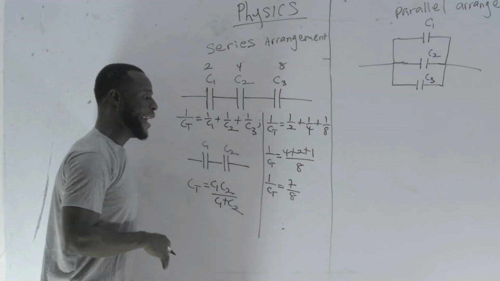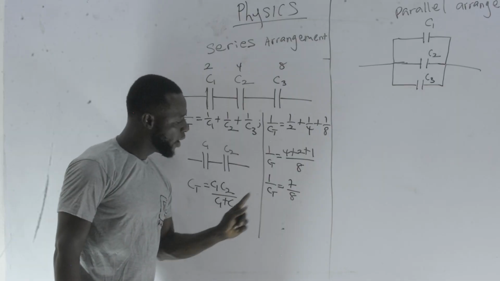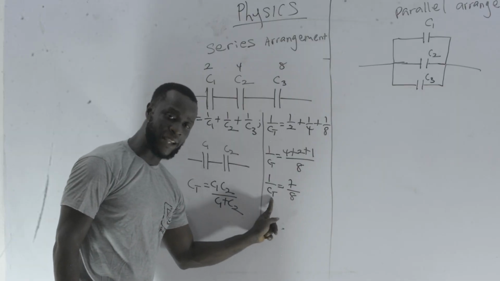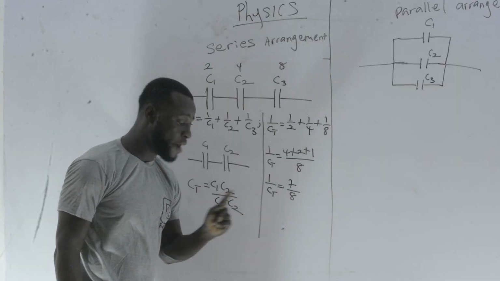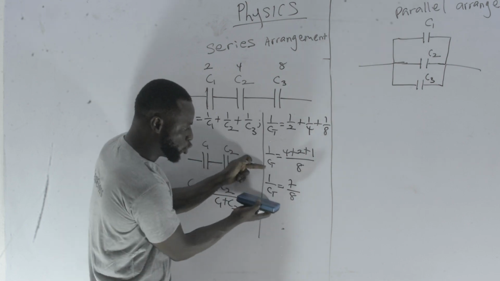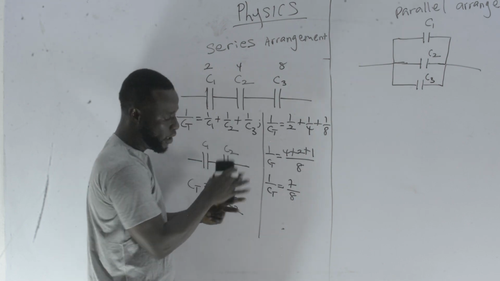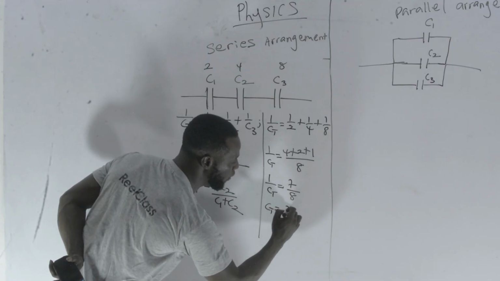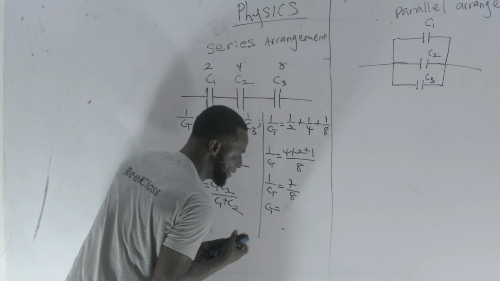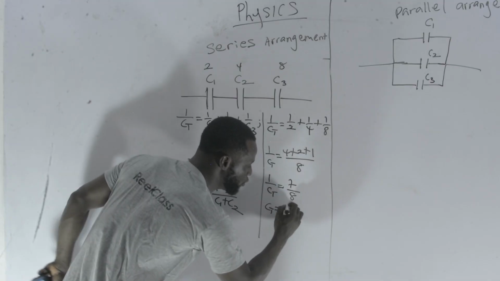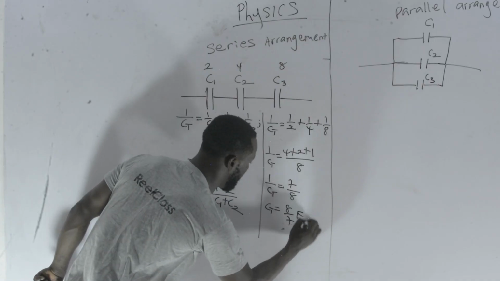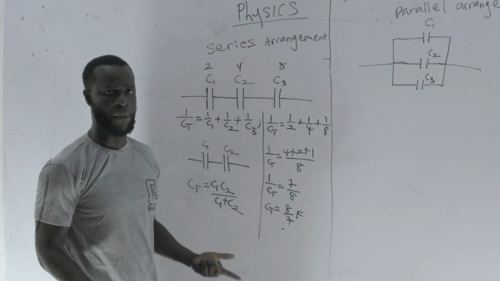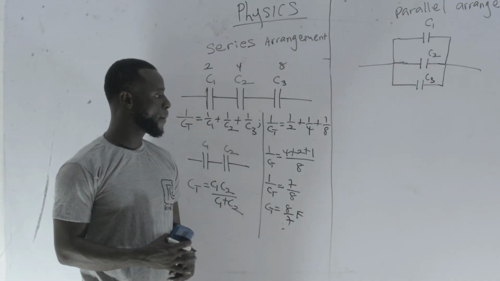This is why I wanted to explain this question this way. Because you see, what I'm looking for is C total, the equivalent capacitance. But what I have here is 1 over C total. So I have to turn this around. I have to take the reciprocal. And if I do that, I'm going to have C total is equal to 8 over 7 farad. I can leave my answer in decimal point if the question demands so.